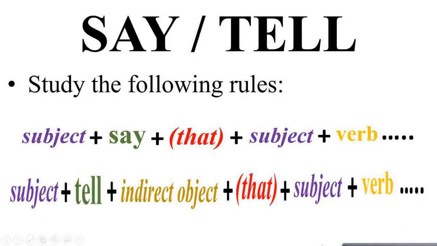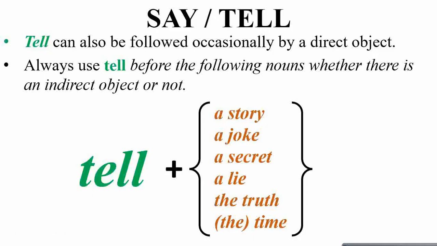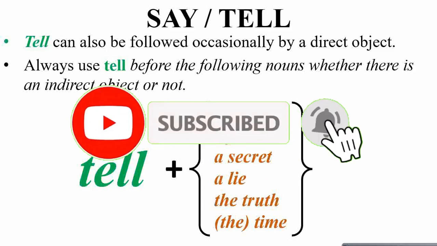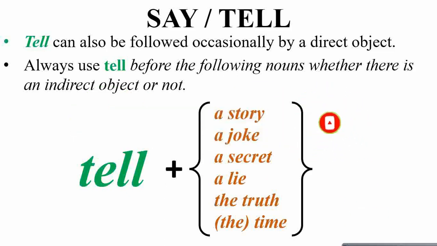So the only difference is say के बाद आपके पास कोई indirect object नहीं है, but when it comes to the word tell, then you should have an indirect object in your sentence. Tell can also be followed occasionally by a direct object. Now besides having an indirect object after the word tell, you may have a direct object as well after the word tell. Always use tell before the following nouns whether there is an indirect object or not.